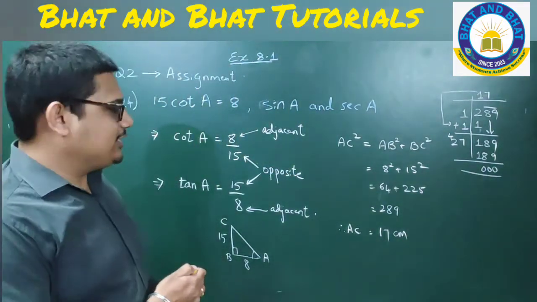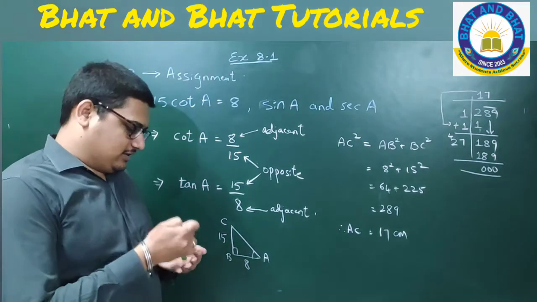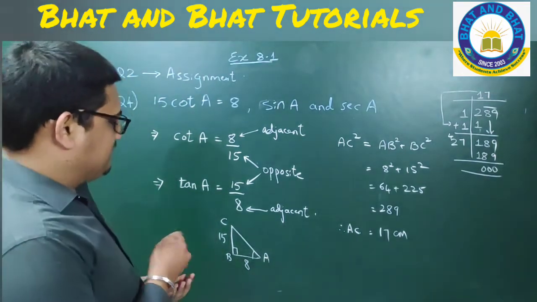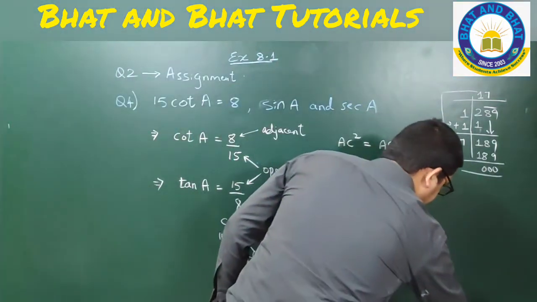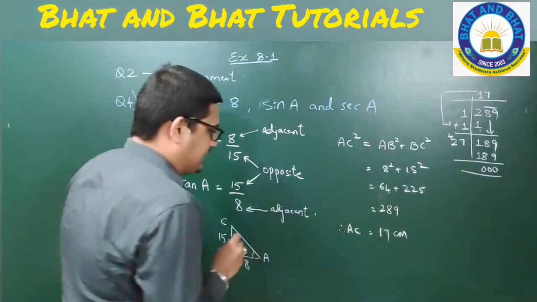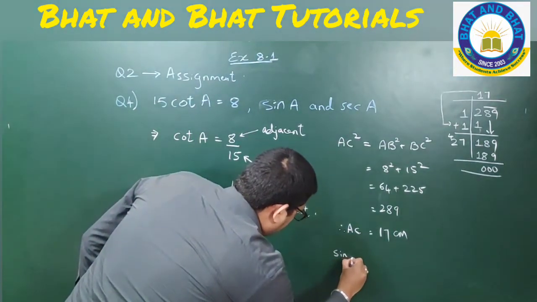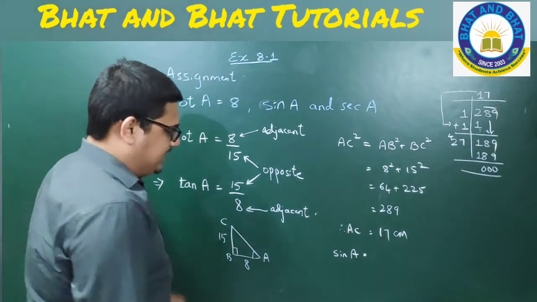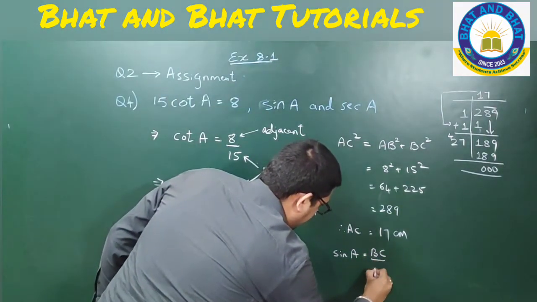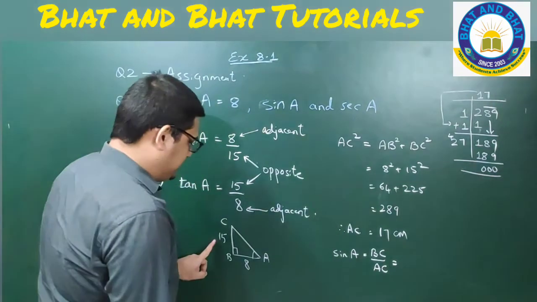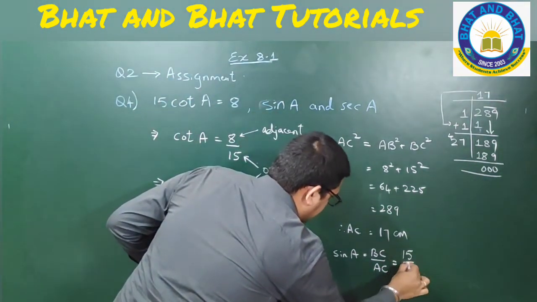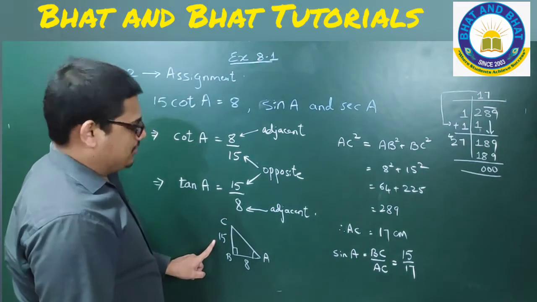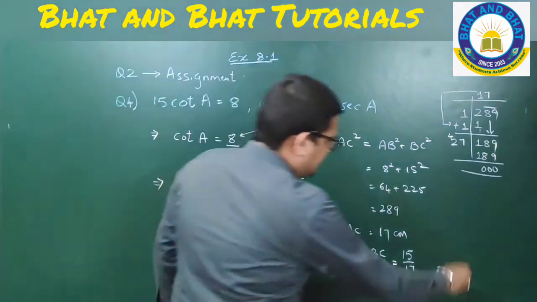Once I know these values, it is very easy to calculate sine A and cos A. So what will be my sine A? Sine A is nothing but opposite divided by hypotenuse. So I can say sine A is equal to BC by AC. BC is 15, AC we have calculated as 17. Correct? Similarly, what will be my secant A?